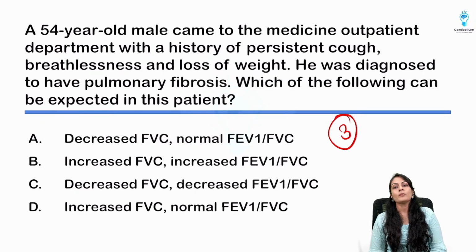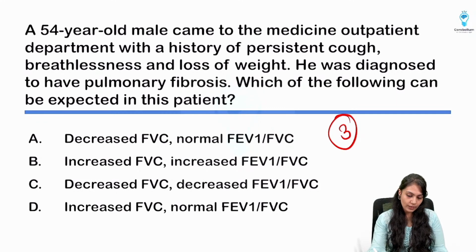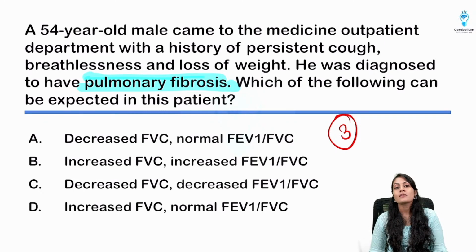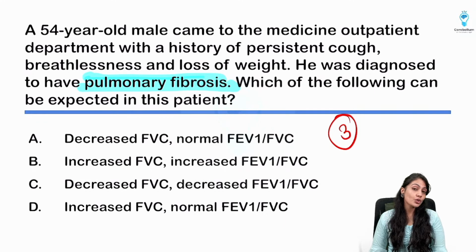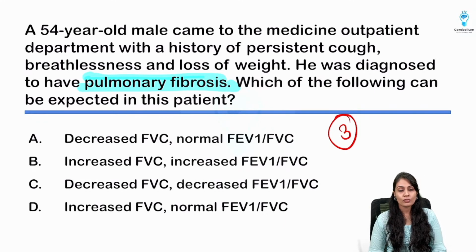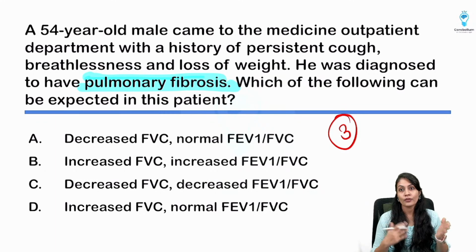A 54-year-old male came to the medicine outpatient department, that is OPD, with a history of persistent cough, breathlessness, and loss of weight. He is diagnosed with pulmonary fibrosis. Which of the following can be expected in this patient? This is a case scenario, but you can still solve this question on the basis of the information that we have. Pulmonary fibrosis is there. What type of disease is this? Is it obstructive lung disease or restrictive lung disease? First of all, tell me that. On the basis of that, you can easily solve this question, once you sort out whether fibrosis is obstructive or restrictive.